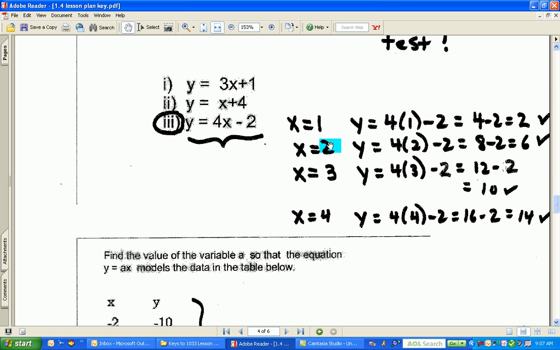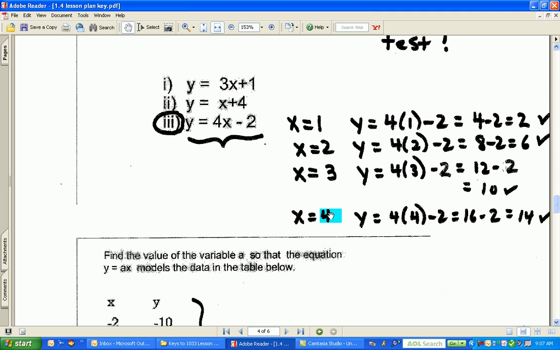When I plug in a 2, I get out the answer 6. When I plug in a 3, I get out the answer 10. And when I plug in a 4, I get out the answer 14. So it corroborates with all of the information in the table.